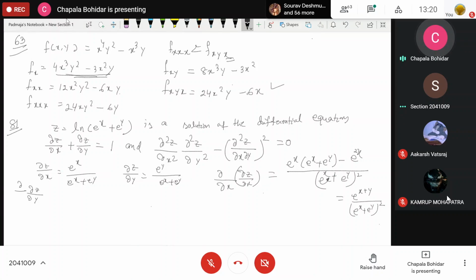So del by del y of del z by del y. What do you get? There also you will get e to the power x plus y divided by (e to the power x plus e to the power y) whole square. There also you will get this value. Clear?